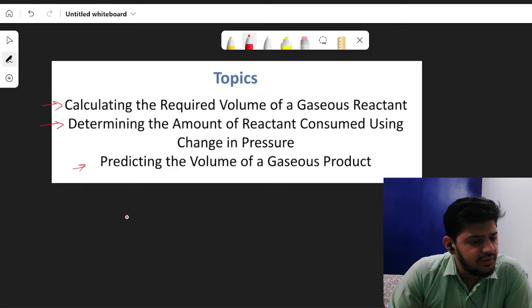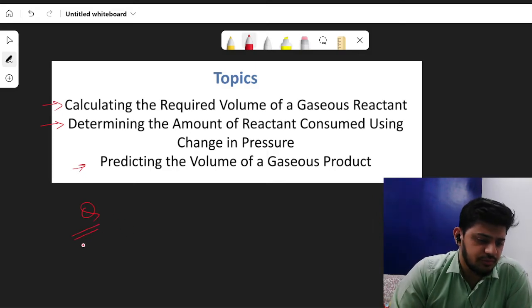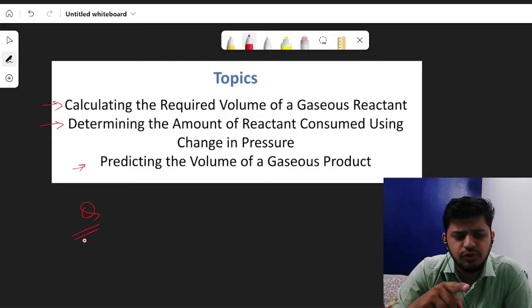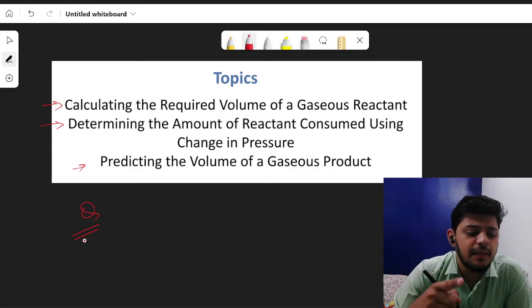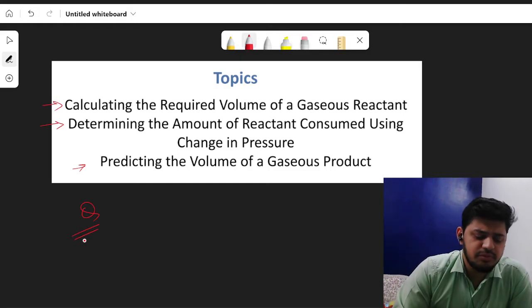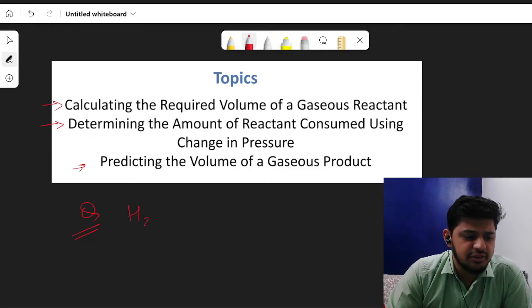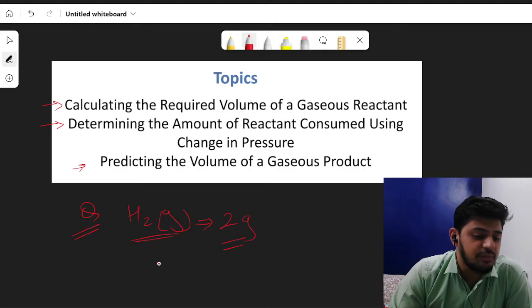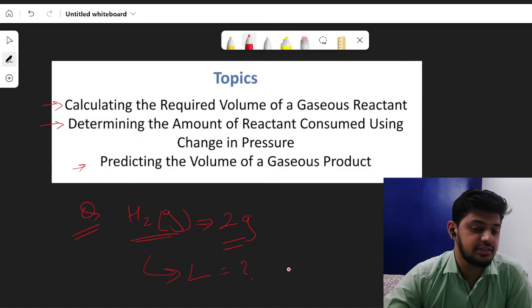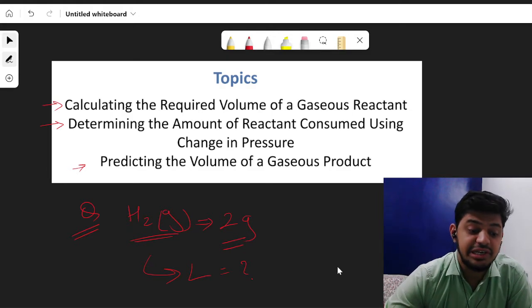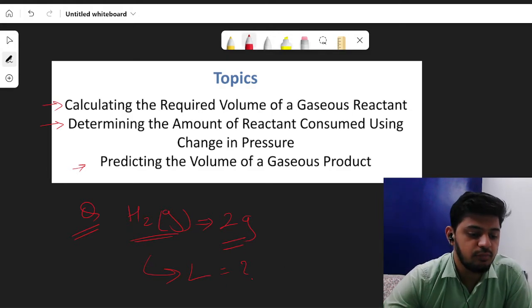One thing you already know, for example, I have a small question for you from the previous session, because most of you have already finished it. For example, I have hydrogen gas, and let us consider I have 2 grams of hydrogen gas. I want you to tell me how many liters of hydrogen gas it is. Can you please do this?